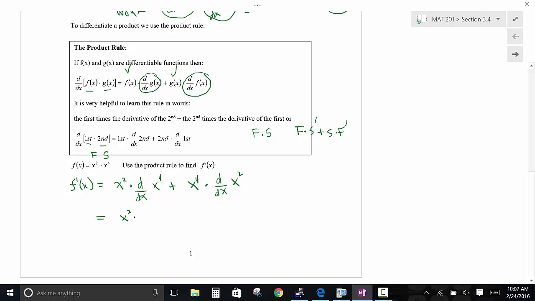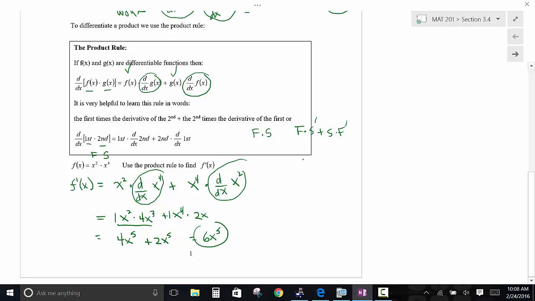We have x squared here. What's the derivative of x to the fourth? 4x to the third. Then we have x to the fourth. And what's the derivative of x to the second? 2x. Okay? Now when you put this together, that is really going to be 1 times 4, or 4x to the fifth. Okay, like that. And then this is going to be plus 2x to the fifth. Those are like terms, so you get 6x to the fifth.